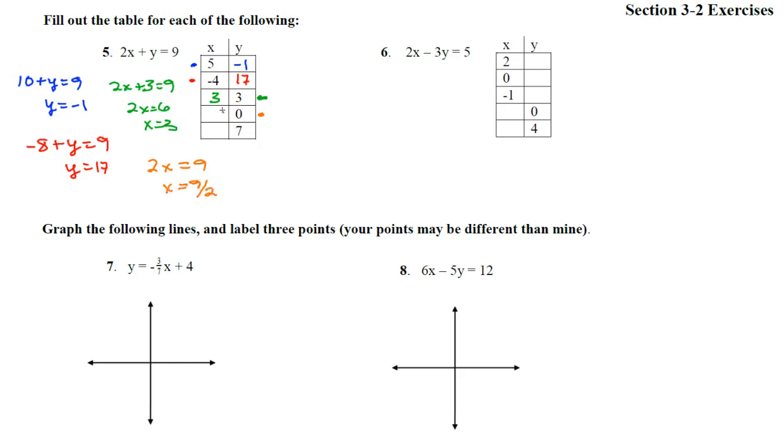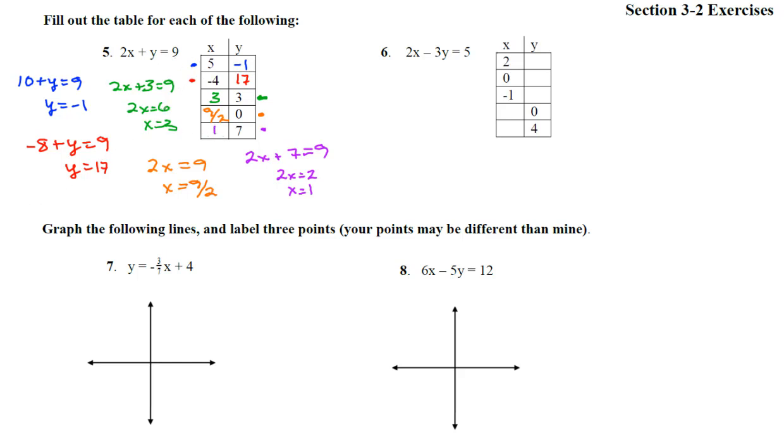It's a fraction, not as cute as what we'd like, but still workable. 9 halves or 4 1/2, 4.5 would be what we have there. And then finally, let's stick in 7 for y and we get 2x plus 7 equals 9. So we subtract 7, we get 2x equals 2, and then divide by 2, we get x equals 1. So 1, 7. Good, that's number 5.